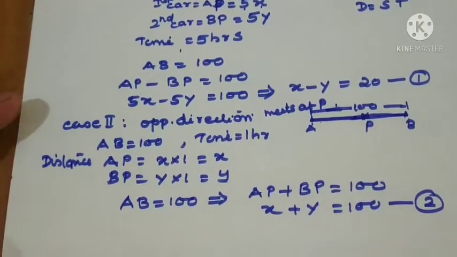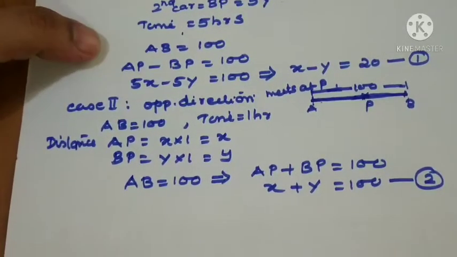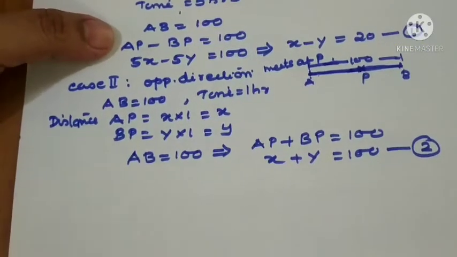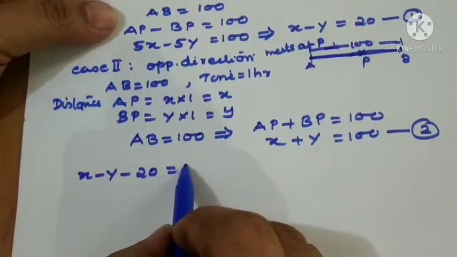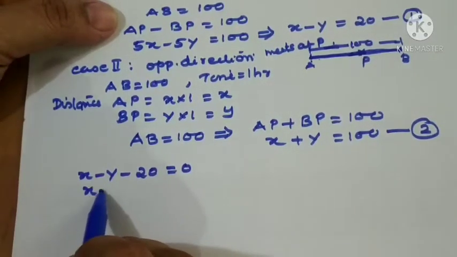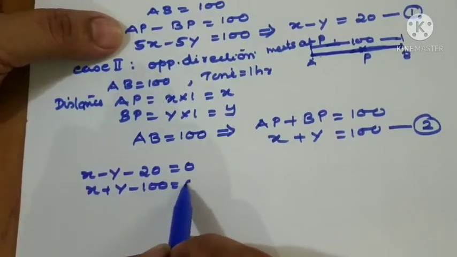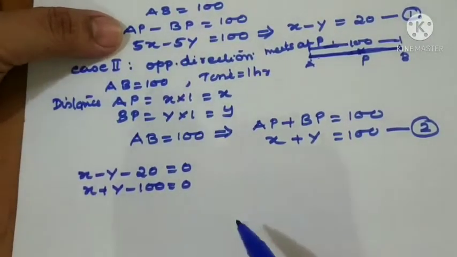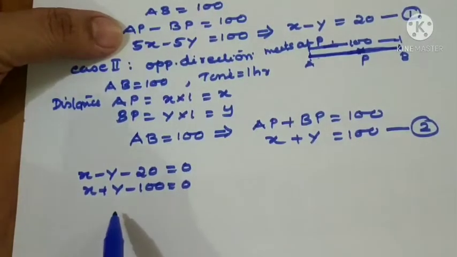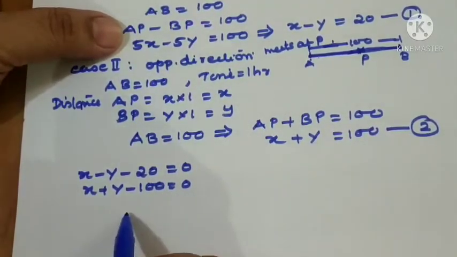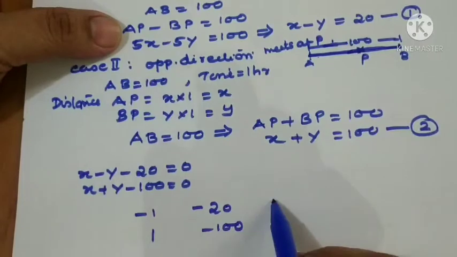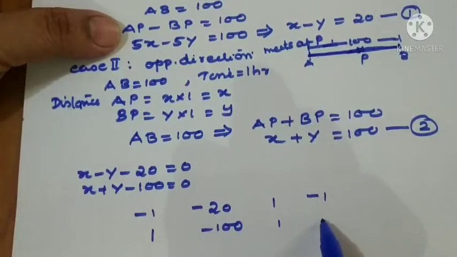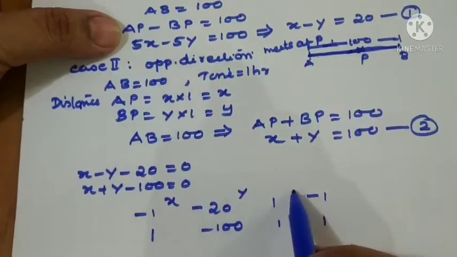Now for these equations, elimination is easy here. But with this question we are practicing the method of cross multiplication, so we are using that only. What is the first step? x minus y minus 20 equal to 0, that is the standard form. x plus y minus 100 equal to 0, that is the standard form of the second equation. Now for the cross multiplication method, we need the coefficients: minus 1, plus 1, minus 20, minus 100, then 1, 1, then again minus 1, plus 1. Here x, y, then 1.